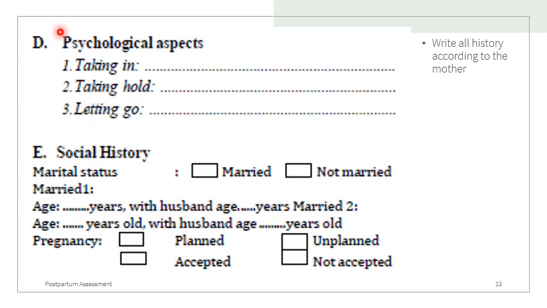Next, we do the psychological aspect. So we assess whether the mom is already having taking in, taking hold, and letting go. So we make sure that the mother's emotional condition is being assessed here. We also ask for social history, whether the mother is married or not married, if married the first time, married the second time, how many years, and if this pregnancy is planned or unplanned, and accepted or not accepted. We can also write about the family here, about the support system that the mother has. Probably the mother-in-law is here, the mother is here too, so whether those people are really supportive during the postpartum period.